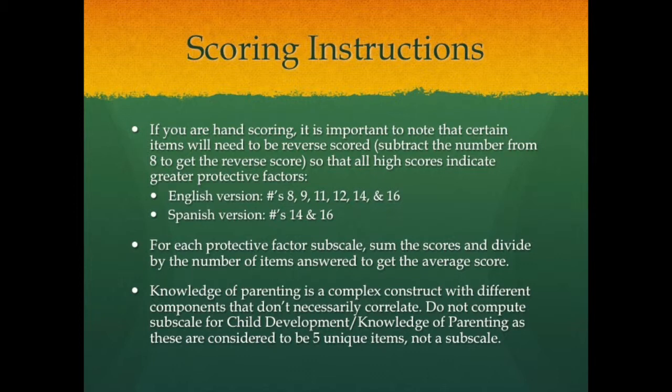So to reverse the scores, what you would do is look at the number circled and then subtract it from 8 to get your new reverse score. For each protective factor subscale, you would then sum the scores and divide by the number of items answered in order to get your average score. The only exception to this are the items related to knowledge of parenting and child development, and that is because the test developers say that those items are distinct and are not meant to be rolled up into one subscale. And so they suggest that you report on means, standard deviations, and percentages of those instead.